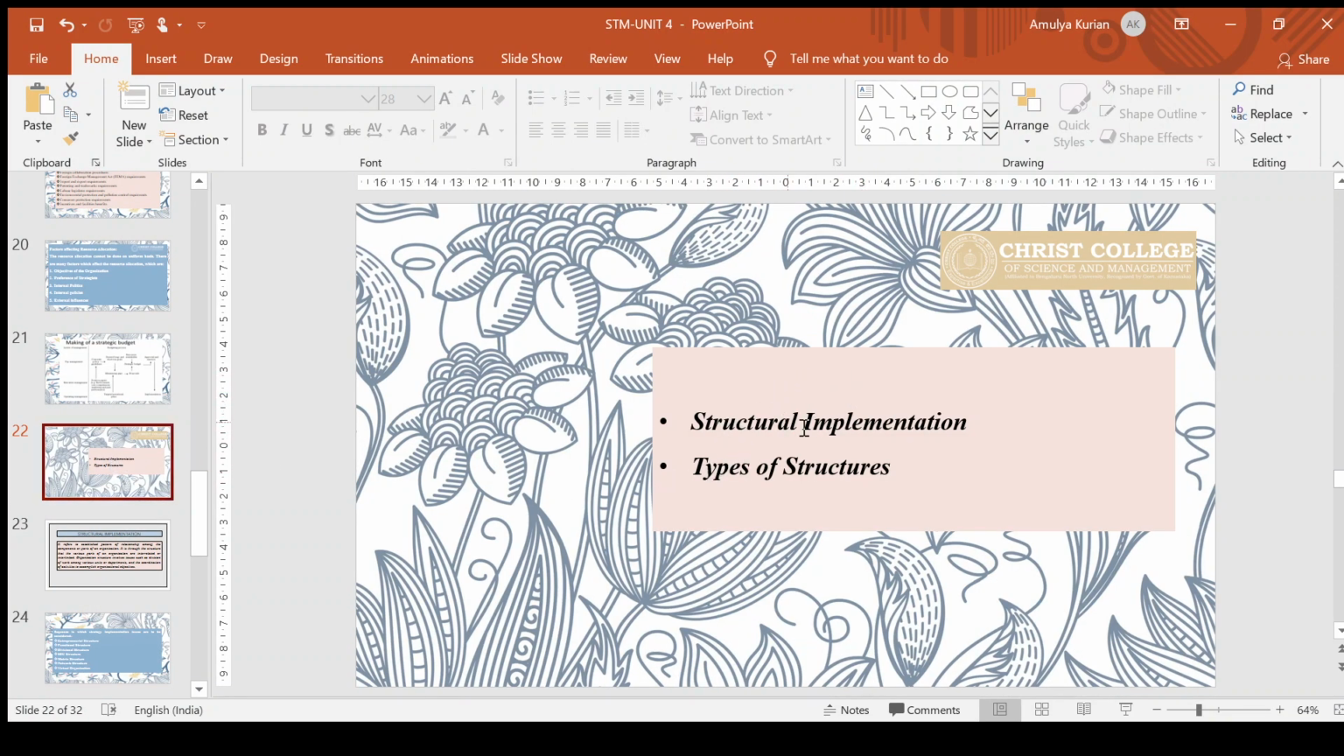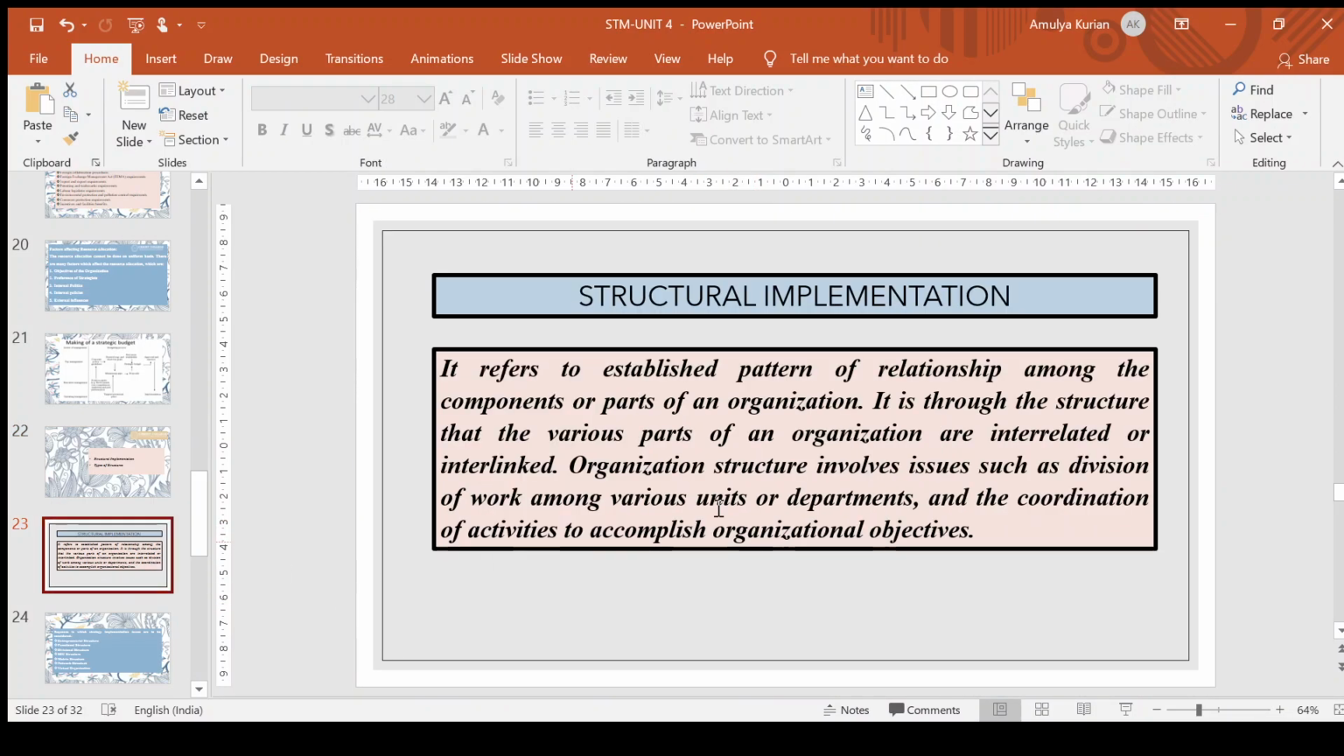In today's session we will be mainly looking into what you mean by structural implementation, and what are the different types of structures which are there. So these are the two topics which will be dealt with in this module. So let's see what is structural implementation.